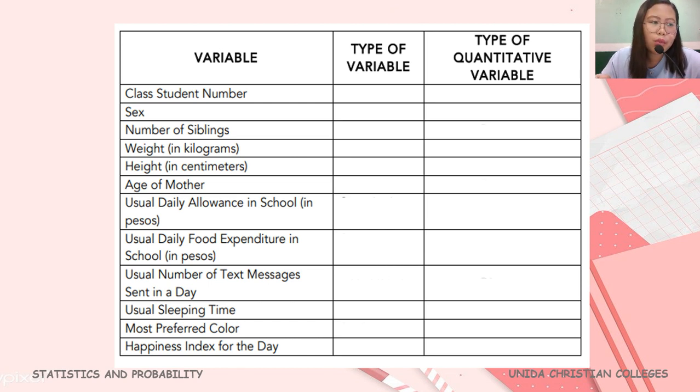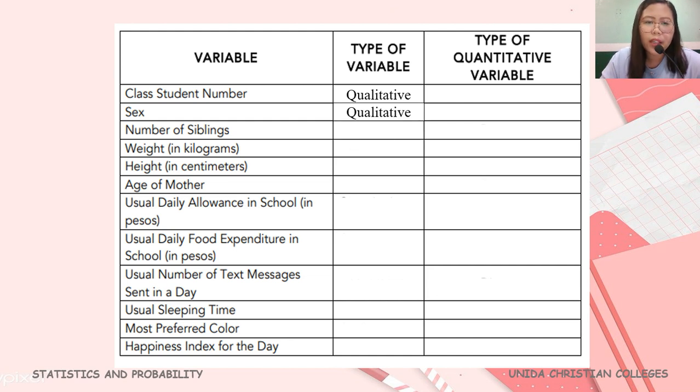We have the class student number. Class student number, itong class student number parang pwede natin halin tulad sa inyong LRN kung saan sa inyo lang mismo yon. Yung class student number na yon, sa inyo lang yon. Hindi pwedeng maging sa katulad sa inyong mga kaklase. So, nagiging characteristic na rin siya sa inyo. So, that's why it is qualitative. Next, sex. Of course, we can categorize the sex. It can be male or female. So, that's why it is qualitative.